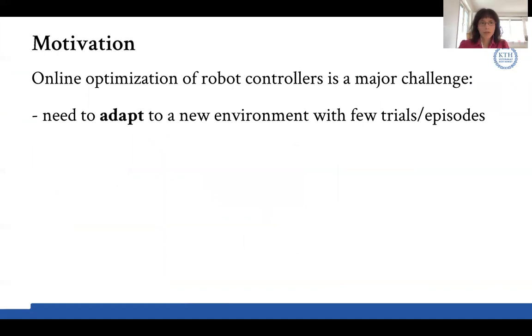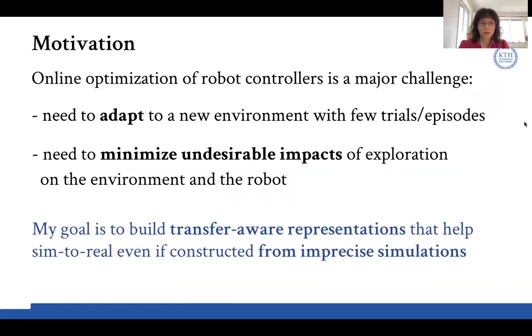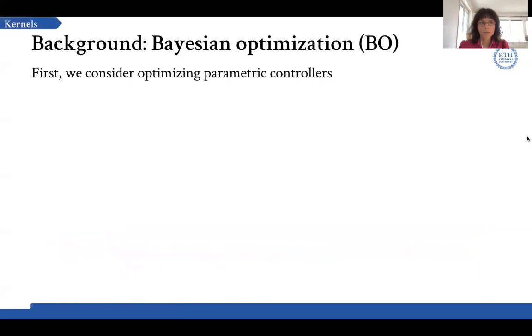So overall motivation is that online optimization of robot controllers is difficult. It's because we need to adapt to new environment with very few trials or episodes, and we would like to minimize undesirable impacts of exploration on the environment and the robot. So my goal is to build transfer-aware representations that help sim to real, even if they are constructed from imprecise simulations. First, we'll consider optimizing parametric controllers.